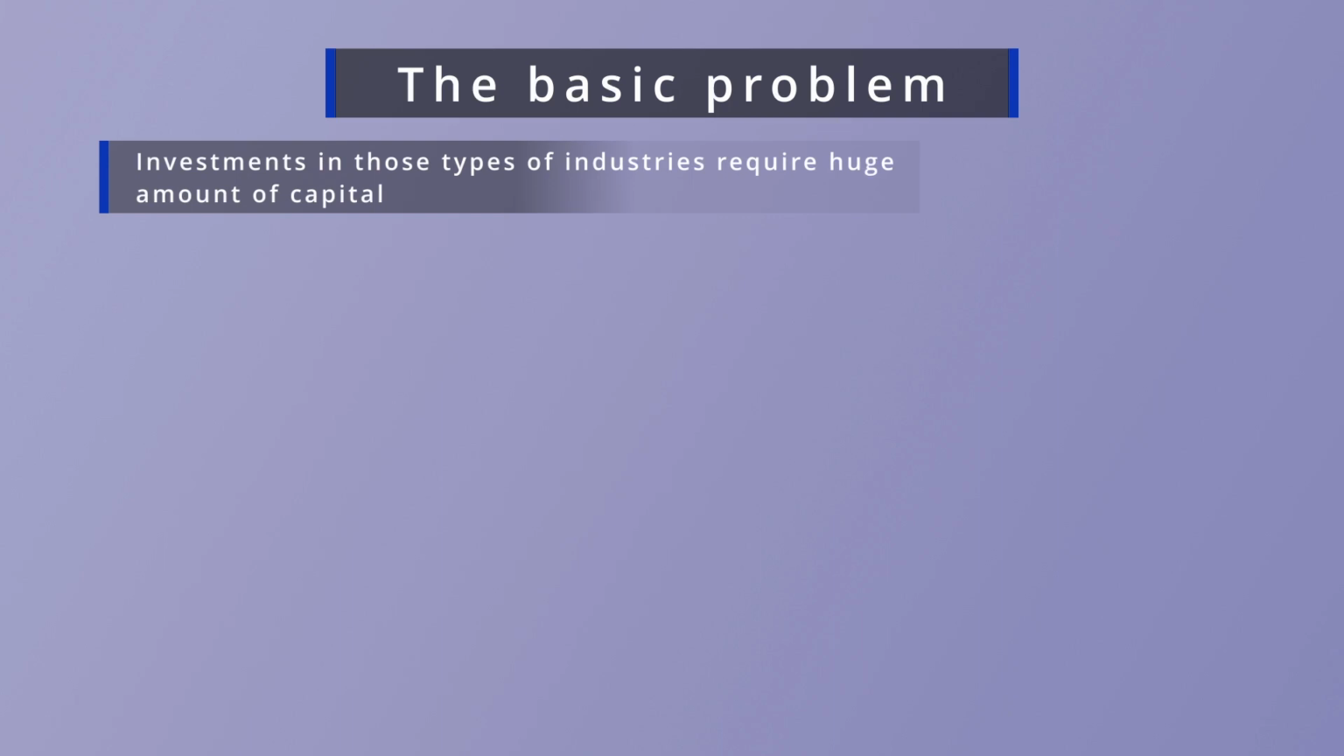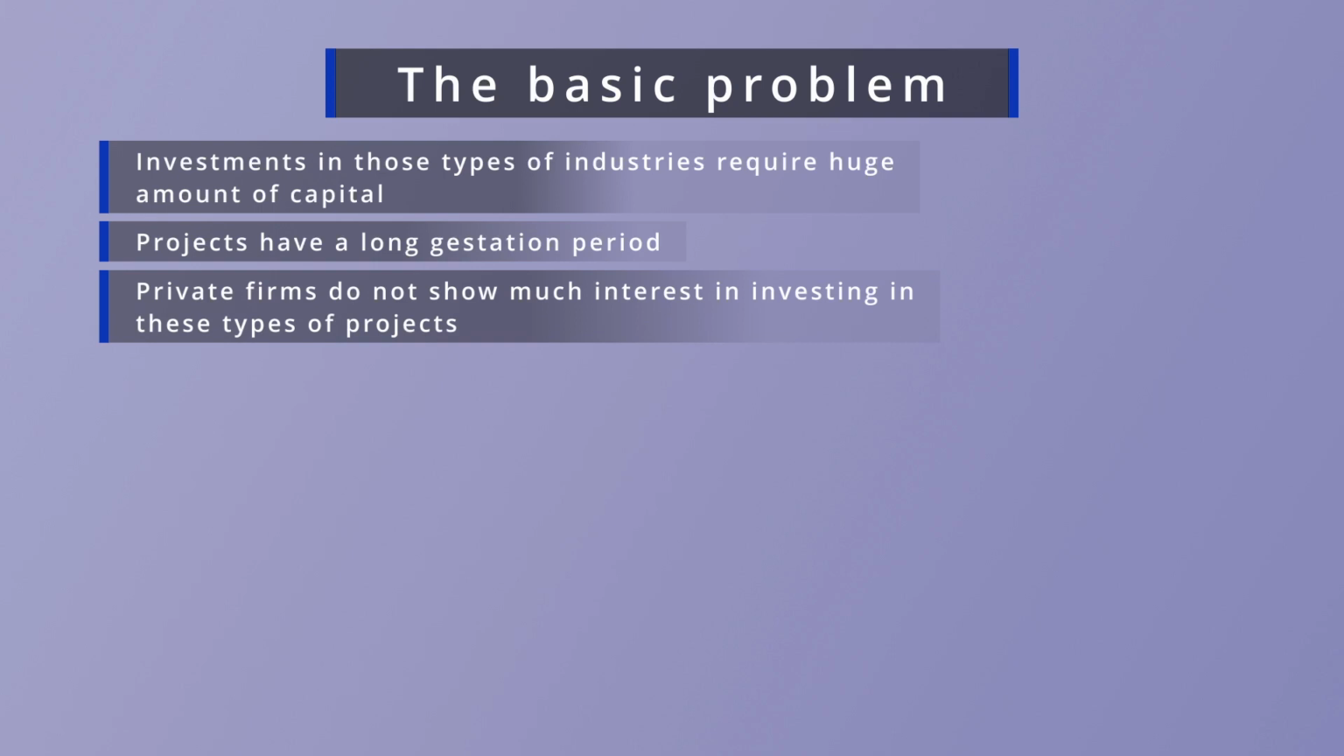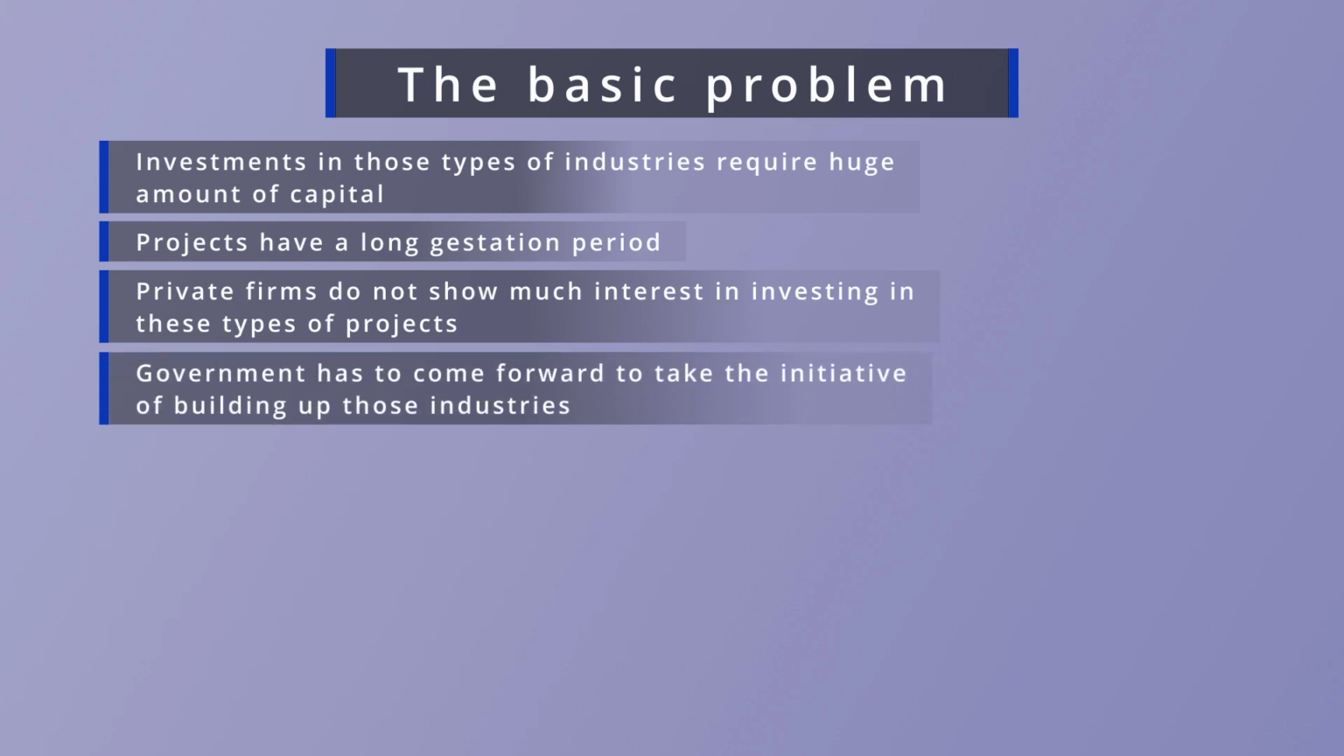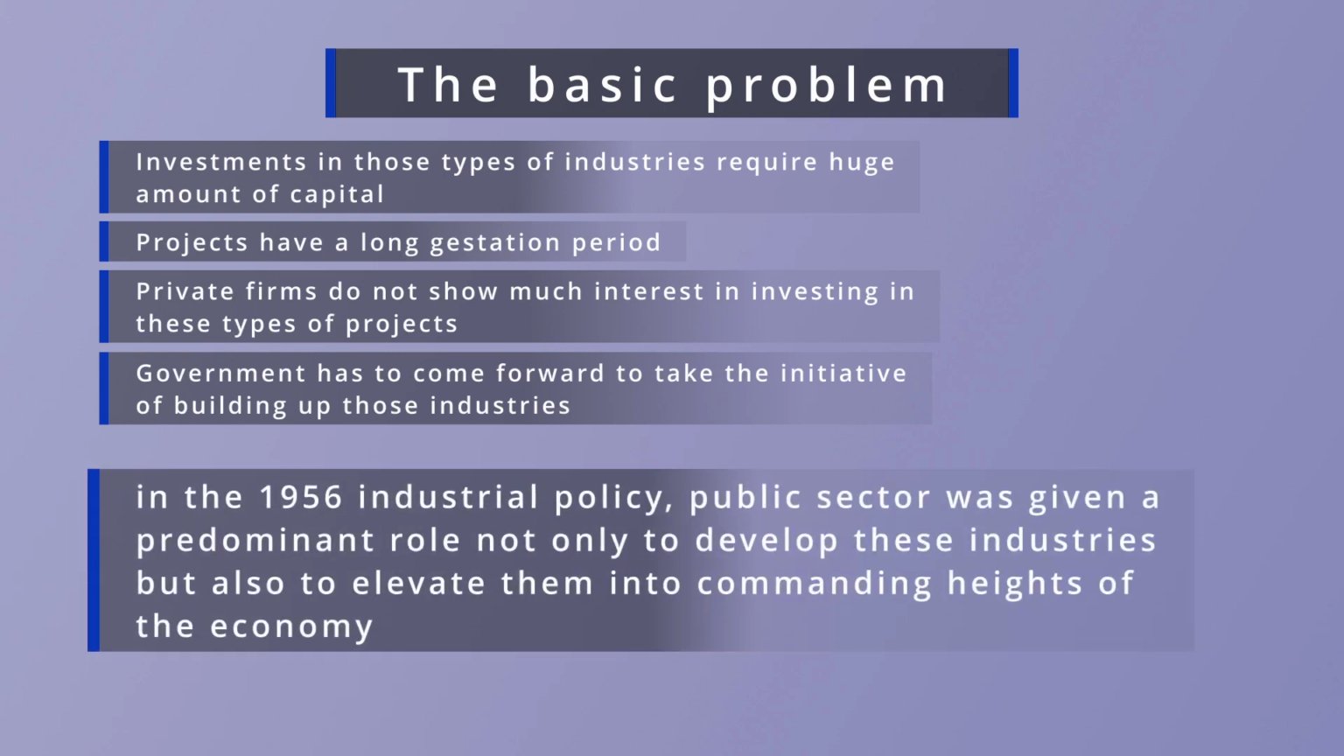Now, the basic problem is that investment in those types of industries requires a huge amount of capital. Moreover, these projects have a long gestation period. So obviously, private firms will not show much interest in investing in these types of projects. So the government has to come forward to take the initiative of building up those industries. As a result, in the 1956 industrial policy, the public sector was given the predominant role not only to develop these industries but also to elevate them into the commanding heights of the economy.